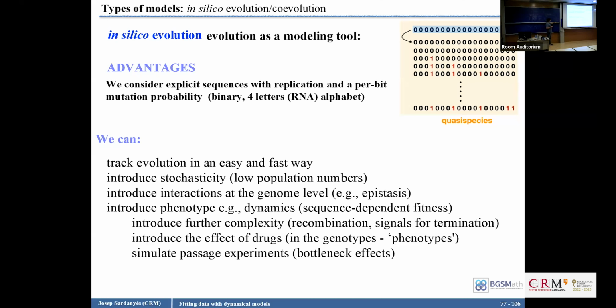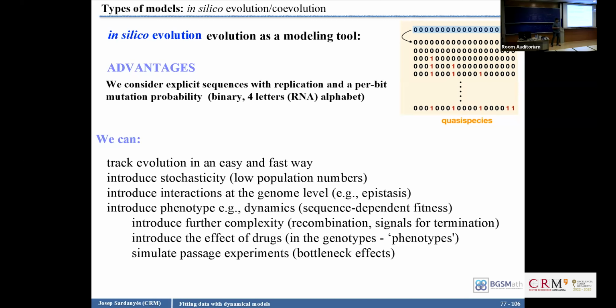Because the sequence is what is under mutation, because this is what is mutating. But at the end, what is under selection is the fitness. That is how this organism is beyond the sequence.